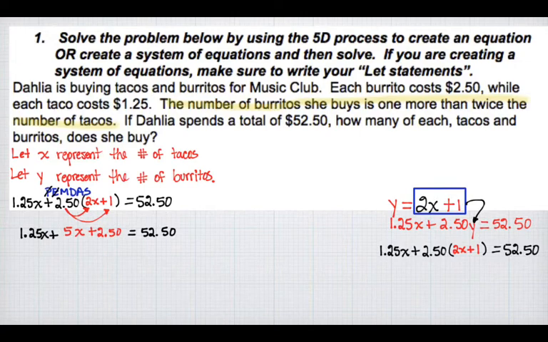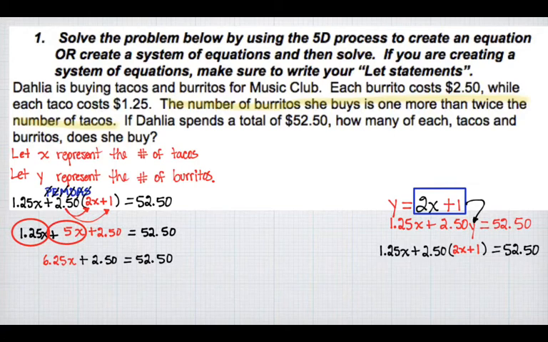Okay, so that takes care of the multiplication piece. There is no division. Addition, well, yeah, I can add 1.25x plus 5x, and that's going to get me 6.25x. So 6.25x plus 2.50 equals 52.50. Okay, so I'm done with addition and there's no subtraction.